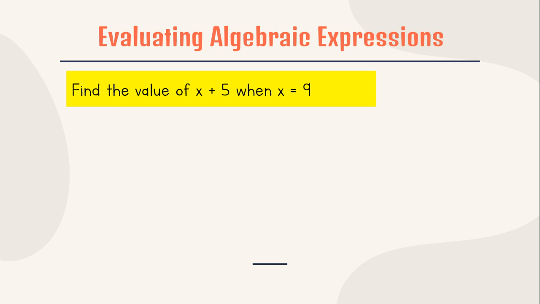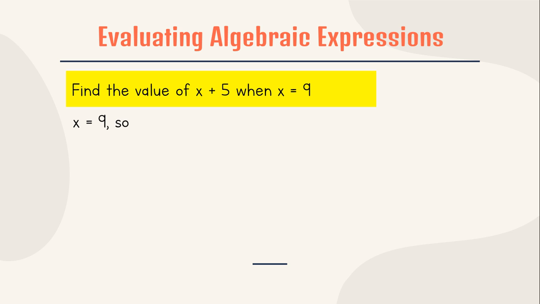Look at here. Find the value of x plus 5 when x equals 9. So when x equals 9, this one is the condition, okay? If we do not have when x equals 9, it is still an algebraic expression and no one can solve it because there's no condition given. But because we have the condition here, we can solve this algebraic expression by putting the condition onto the expression. Sounds complicated, right? But let's check it out.